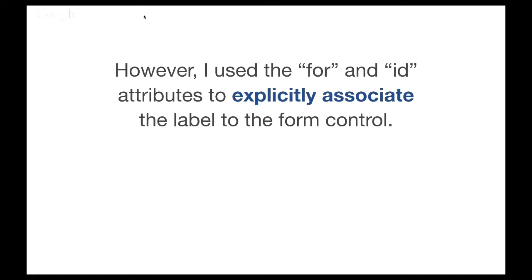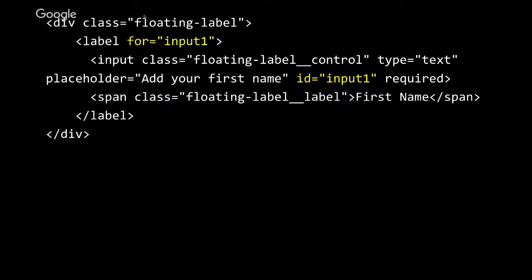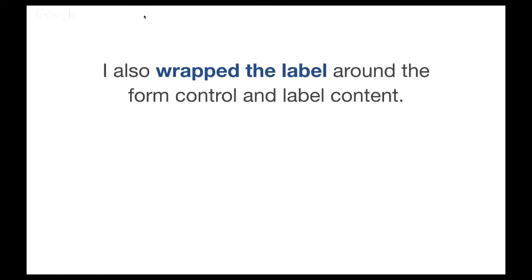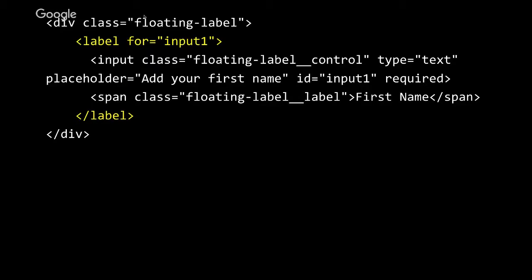Sneaky. So first off, I'm going to use an ID and a for attribute to explicitly associate them. No brainer there. But we have our label, and we've got for, and I've got the ultra sexy class name ID of input 1. So that is tying the for and the ID together. That's part 1. Part 2 is I also wrap the label around the form control and the form contents, the label contents. So we have label wrapped right around all that stuff.